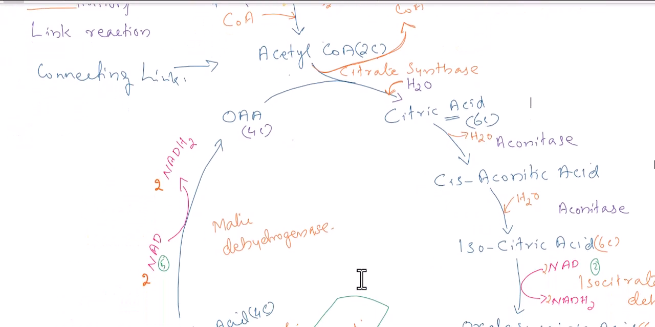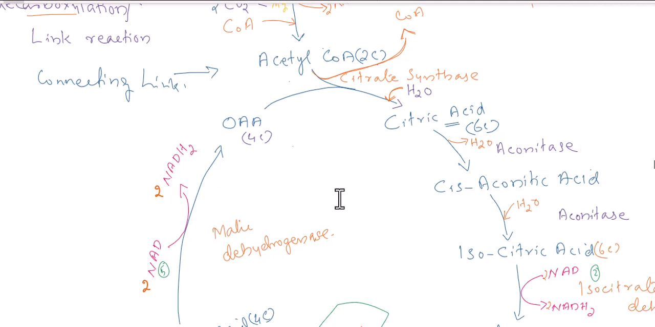In the first step here, the first compound oxaloacetic acid is a 4-carbon compound. Oxaloacetic acid reacts with acetyl coenzyme A in the presence of the enzyme citrate synthase, and a 6-carbon compound is produced. We term it citric acid, the 6-carbon compound. 4 plus 2: oxaloacetic acid is 4 carbon, acetyl coenzyme A is 2 carbon. So a 6-carbon compound, citric acid, will be produced.